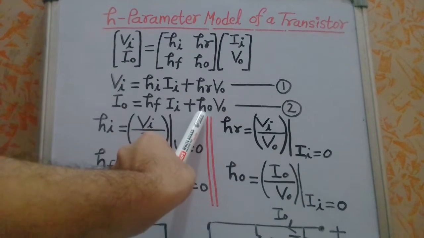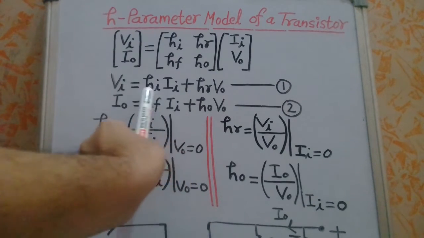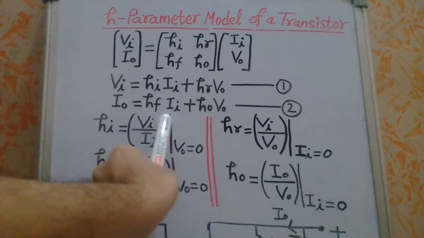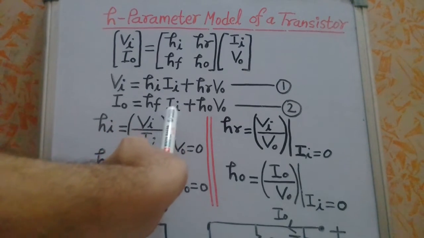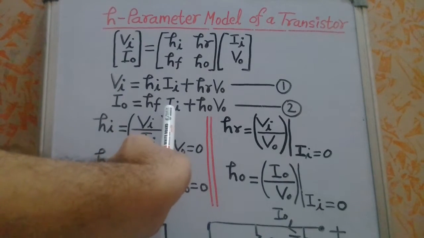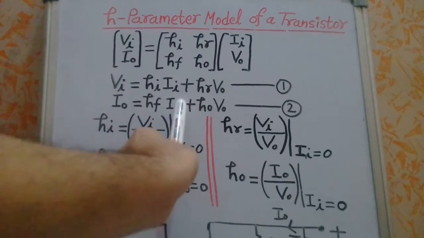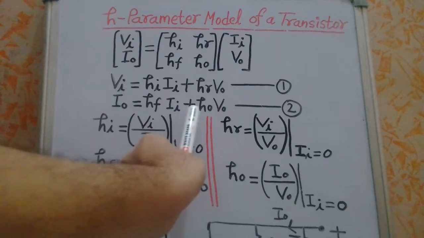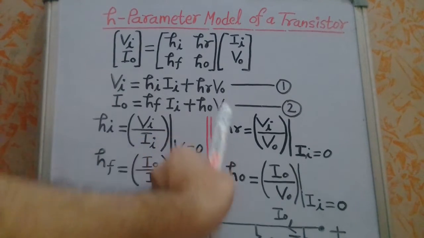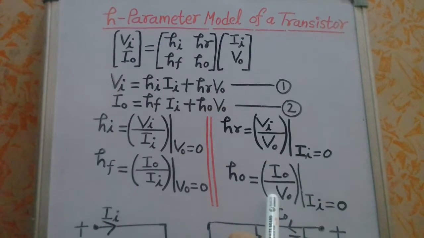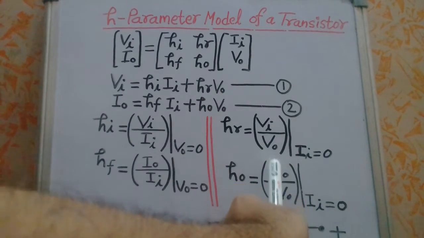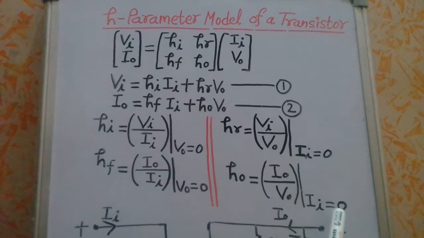Similarly, can you calculate HO? For calculation of HO, simply you have to make this first term equal to 0. That means again you have to make II, that is input, open. Make II equal to 0, that means make input 0. That means HO you will get as IO by VO, output current IO divided by output voltage VO. So this is under the condition when input is open, that means when II is equal to 0.